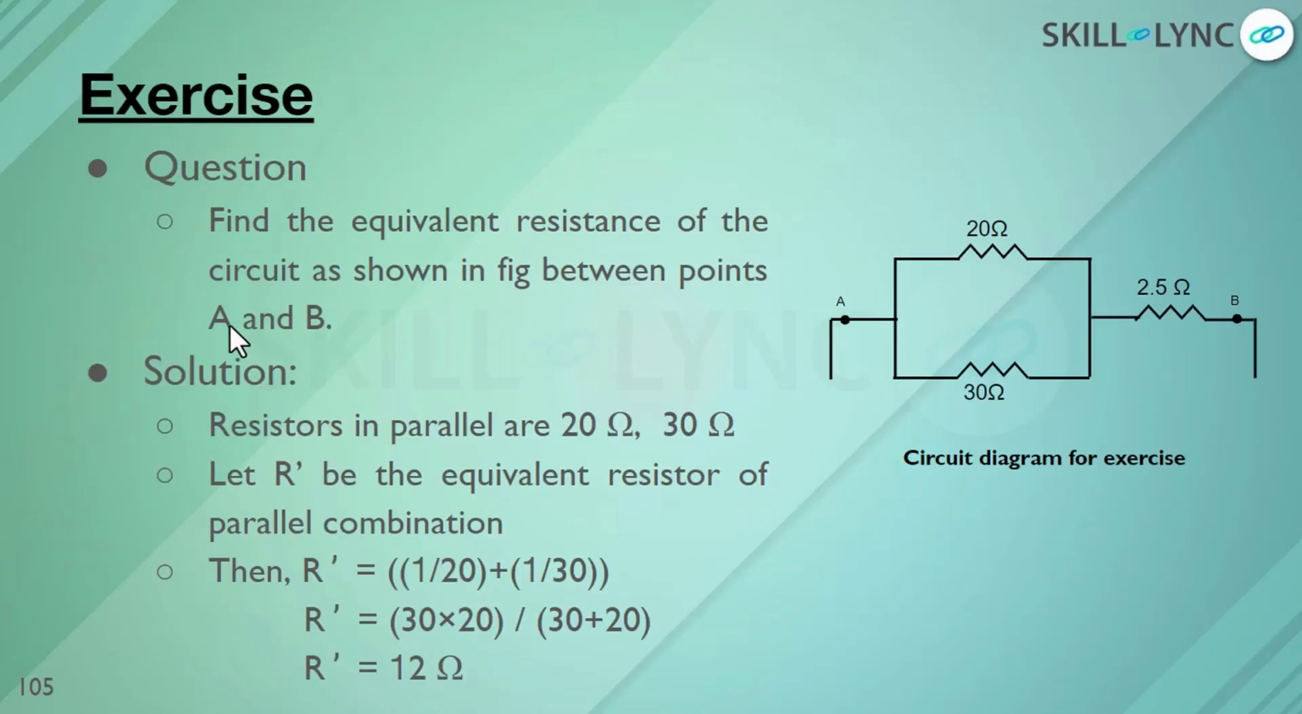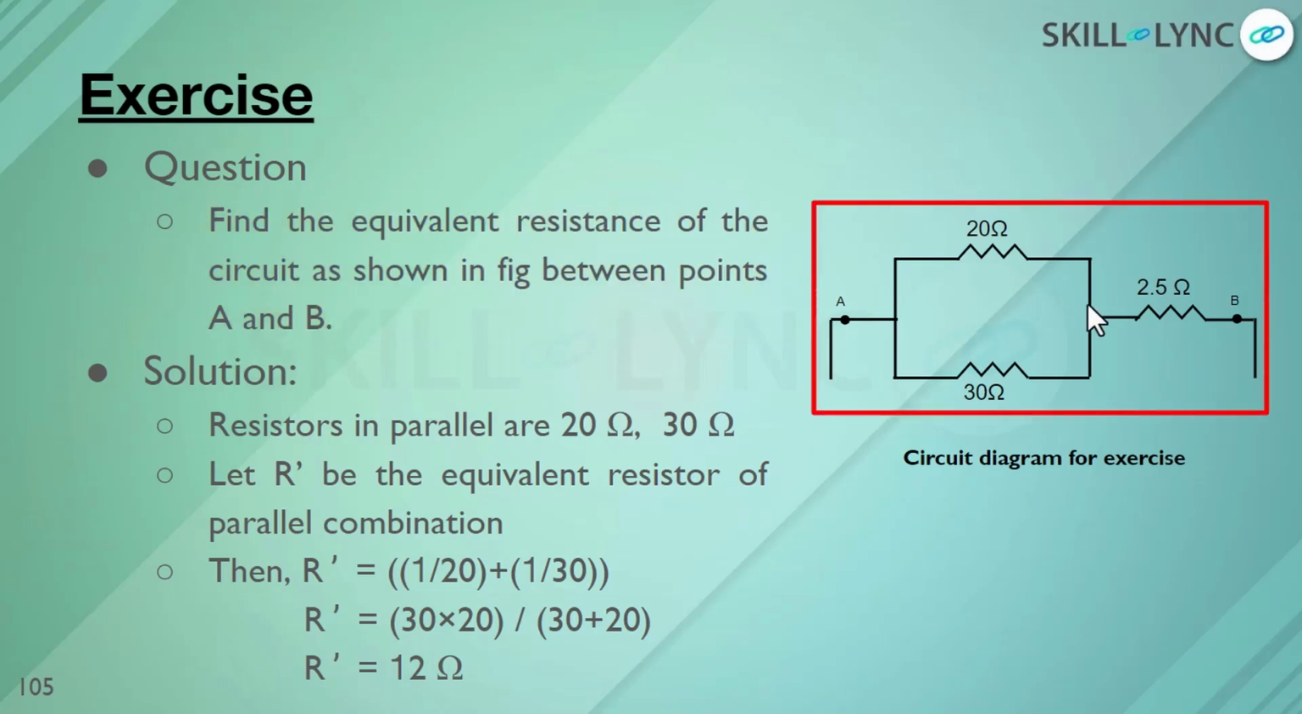Let's try to understand both series and parallel combination circuits using an exercise. So here's the question. Find the equivalent resistance of the circuit as shown in figure between points A and B. So we have to consider this circuit diagram. This is point A, this is point B. We need to find out the equivalent resistance between point A and point B. We can see a resistor of 20 ohms in parallel combination with the resistor of 30 ohms. Also, we see that 2.5 ohms is the resistor in series with the equivalent resistance of this parallel combination.